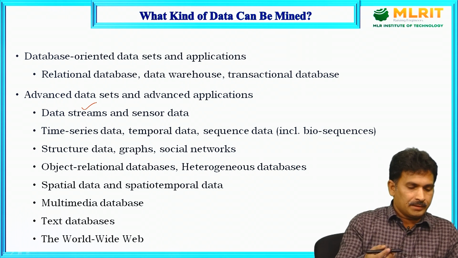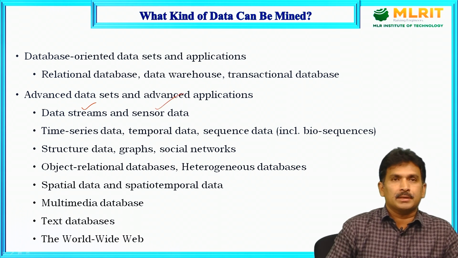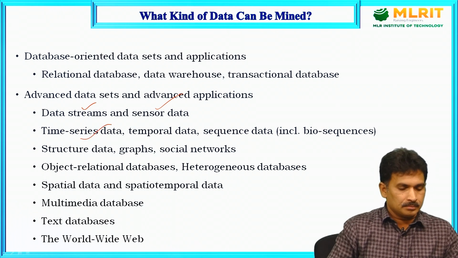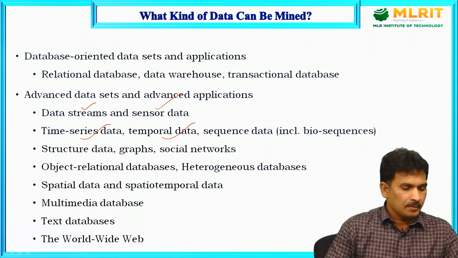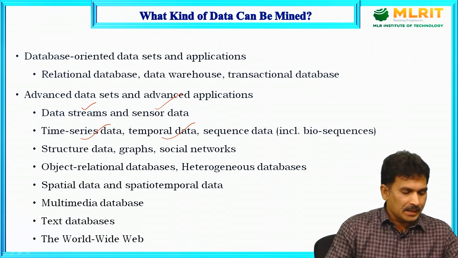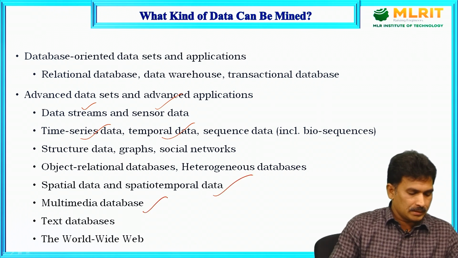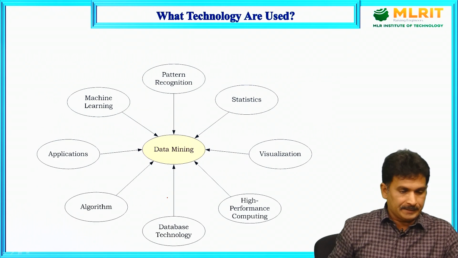So we need different kinds of algorithms to process this data, because we are not going to store it. The data is generated from sensor nodes: time series data, temporal data, sequence data like biosequences, structured data, graphs, and social networks. There are other types too, mainly spatial and spatio-temporal data, multimedia databases, text, and the World Wide Web. So we can apply data mining techniques to all kinds of data.